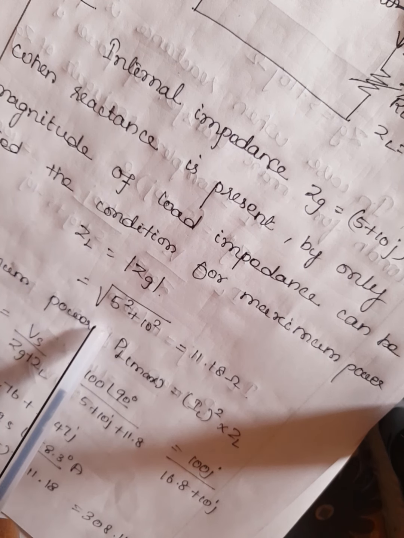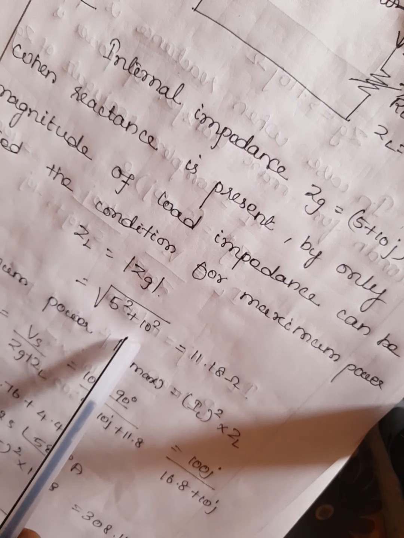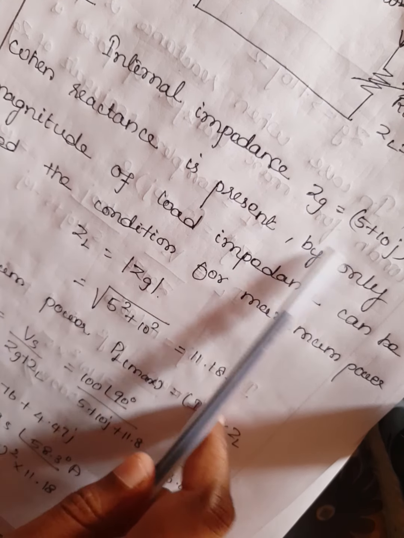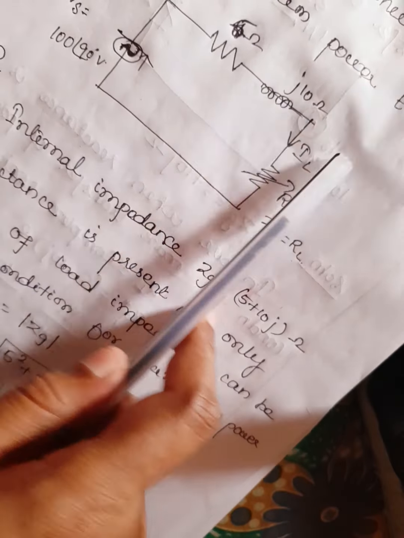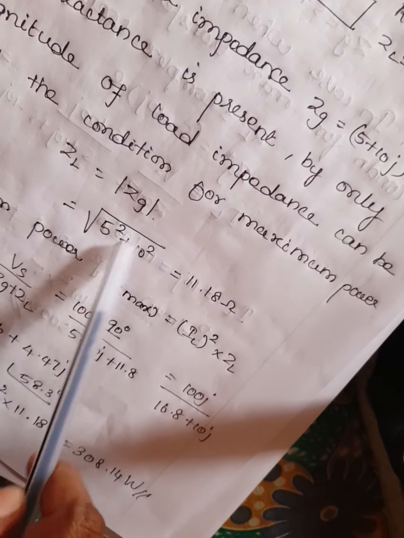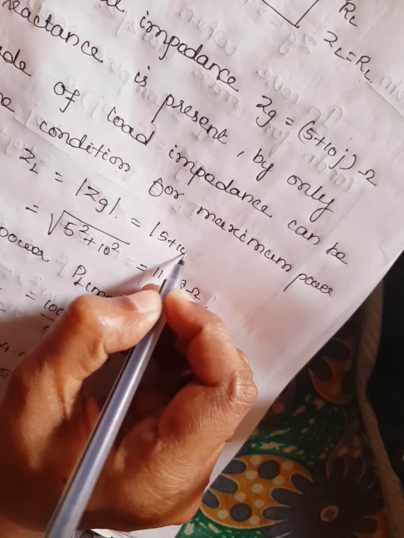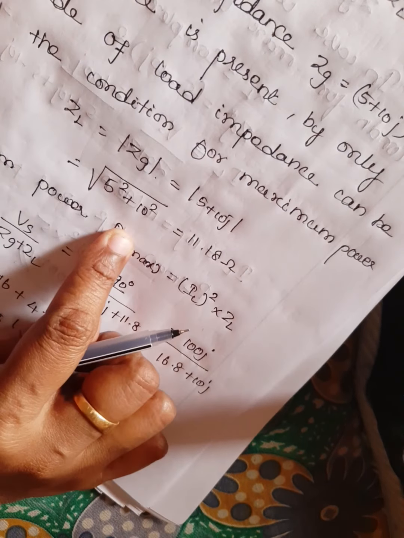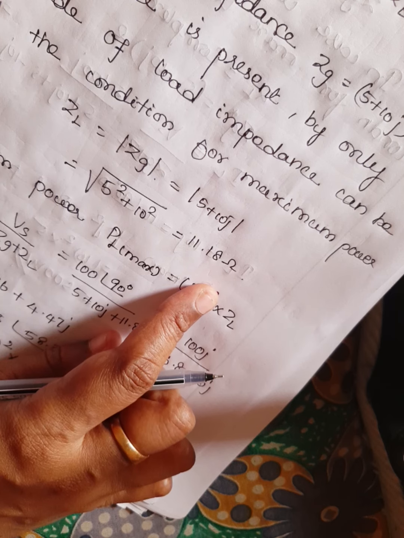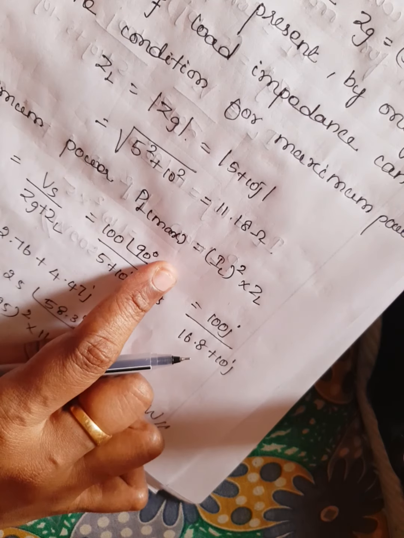So what is the Zg value? Zg is 5 plus 10j ohm, that is the internal impedance. So what is the magnitude of 5 plus 10j? Root of 5 squared plus 10 squared. So you got 11.18 ohm. So now you can find the maximum power.